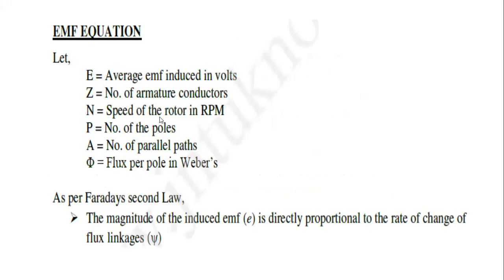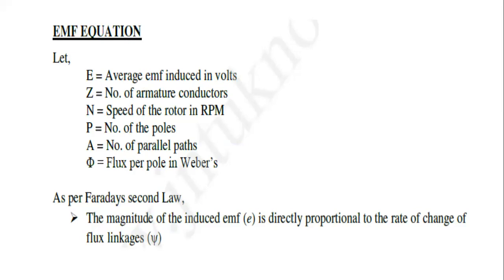N is the speed of the rotor, P is the number of poles, A is the number of parallel paths, and phi is the flux per pole in Webers. These are the important terms to remember while calculating the EMF equation in the case of a DC generator. In the DC generator, what is the output?